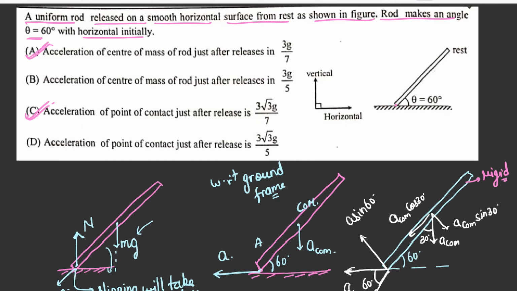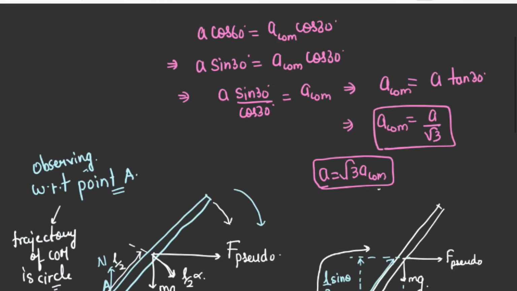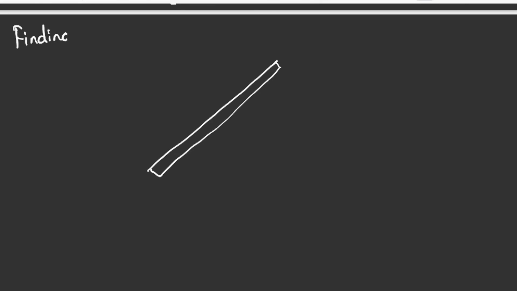Now, I need to find an extra. I need to ask one more question here. They might even ask you to find the normal reaction or the force given by the ground. Then how will you find it? Then let's find it out. Let's find the force given by the ground. That is finding the normal by the ground.